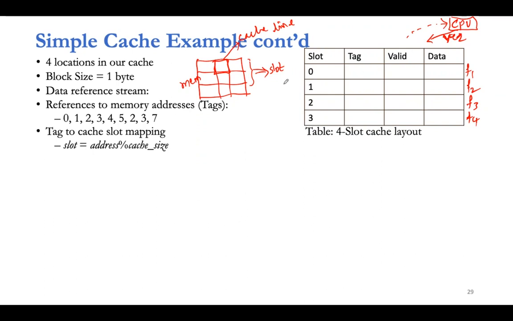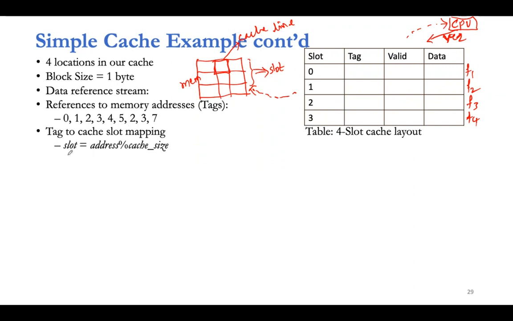If not there, then that request will be forwarded to your main memory. Here let us assume that the references to main memory addresses are tags. References to the memory addresses which are requested by your CPU: 0 means CPU wants to access memory address 0, 1 means access memory address 1, 2 means access memory address 2, 3 memory address 3, 4 memory address 4, and so on.